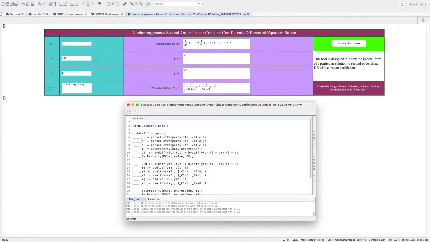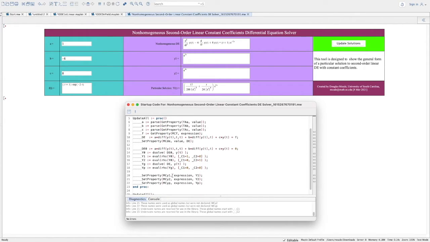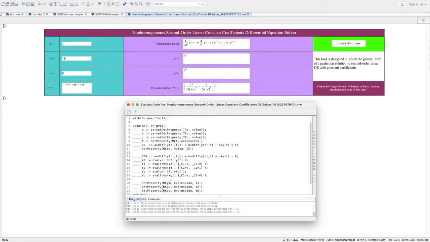homogeneous solutions, y1 and y2, and then I also get the solution of the non-homogeneous problem where I set C1 and C2 equal to 0 to get a particular solution, and then I output these results to the relevant containers, the y1, y2, and yp containers. So that's all this resource does.